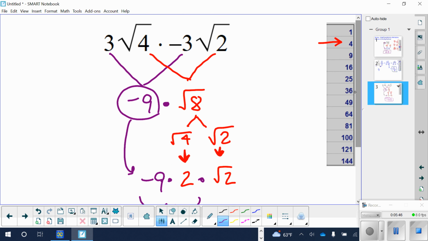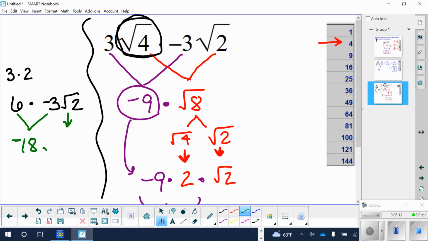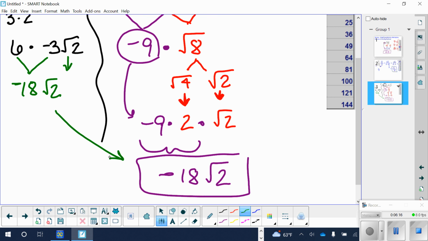Now, some of you on this problem maybe recognized right off the bat that this could have reduced down. So if you chose to do that, you would have had 3 times, the square root of 4 is 2. So that just would give me 6 times a -3 times square root of 2. And again, the 6 and the -3 are out of jail, so they could have played, giving me the -18. And then that would just multiply by the square root of 2, which is the exact same answer we just got. So either way works.